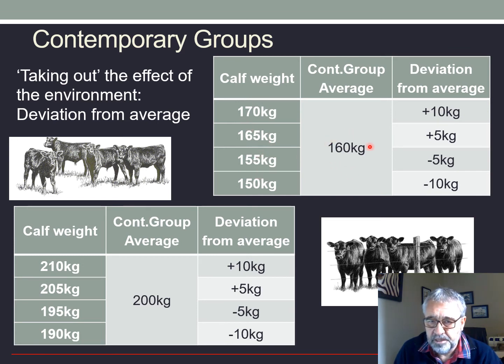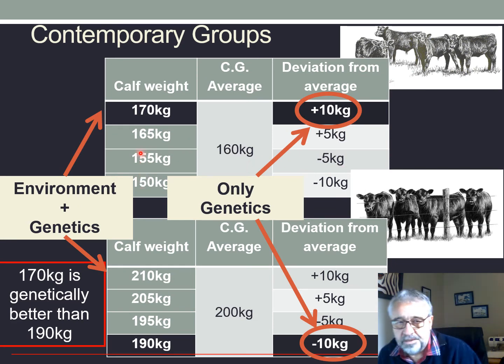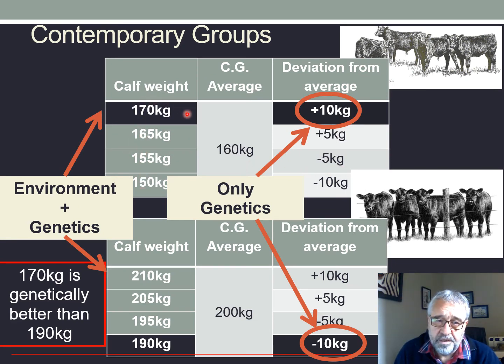The average in this case is only 160 kilos, as opposed to our first group being 200 kilos. And you can now say that in the lighter group, we have environment plus genetics in terms of the weights. That's why we have 160 kilos here. In the heavier group, we had an average of 200 kilos, but the lightest calf in this group weighed 190 kilos, so he was 10 kilos lighter than the average.